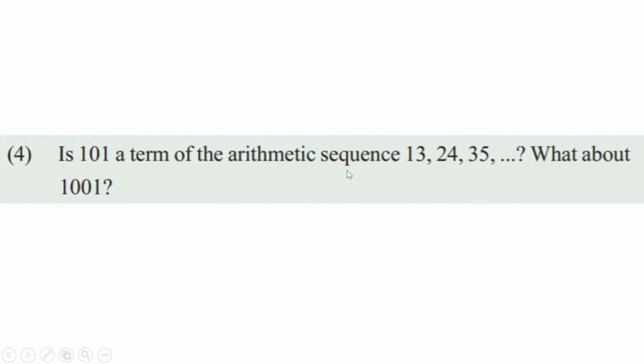Now the next problem. Is 101 a term of the arithmetic sequence 13, 24, 35? What about 1001? We know the difference between any two terms of an arithmetic sequence is a multiple of the common difference. So let us first find the common difference. What is the common difference of the sequence 13, 24, 35, etc.? It is 24 minus 13, or 11. So the common difference is 11.